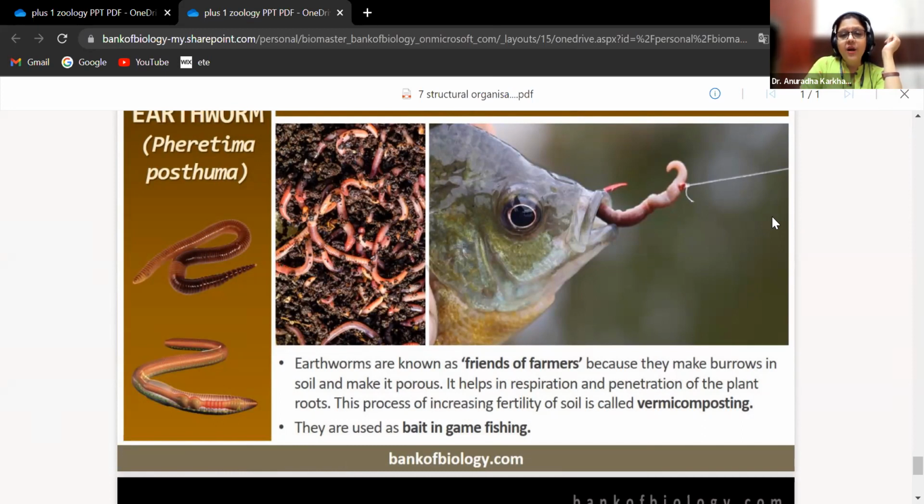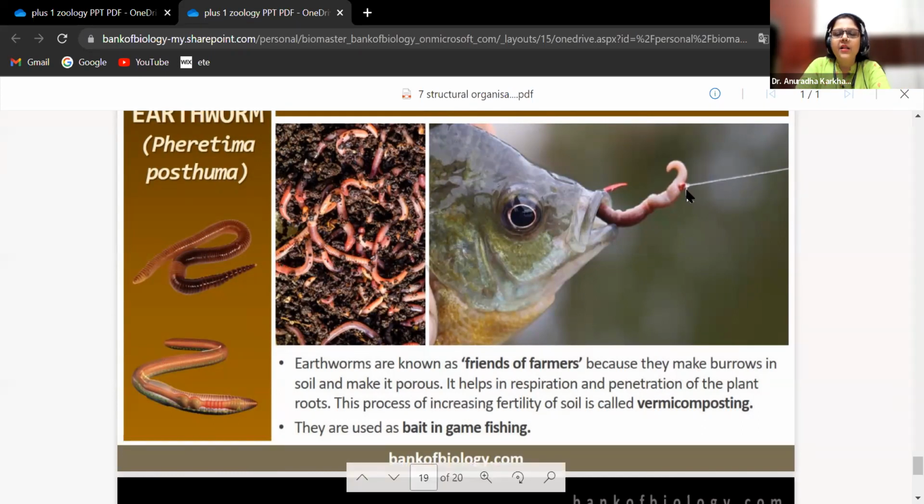Yeah, see, they even have a closed circulatory system. Right. This is also a very important feature. The earthworm has been put on the hook and the fish got attracted to it. This is vermicompost. Okay, that's all about the earthworm.